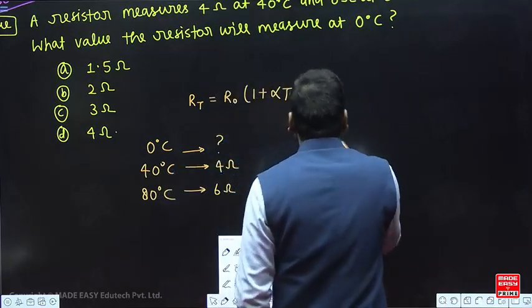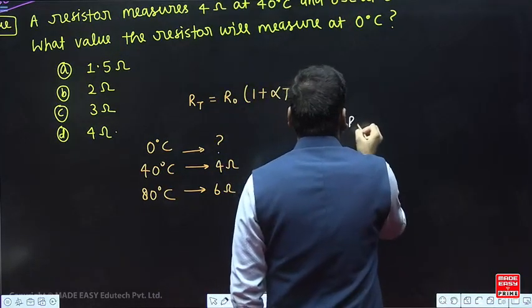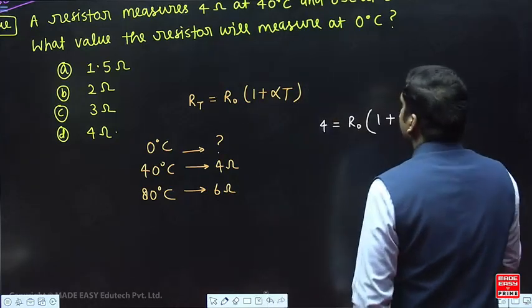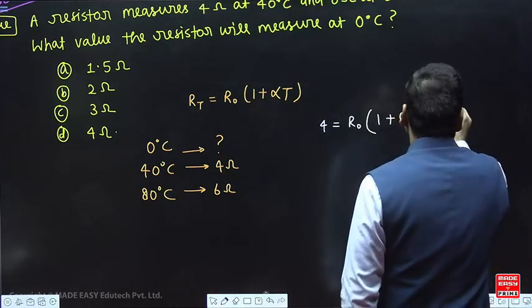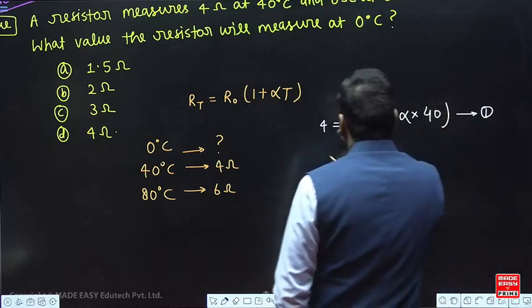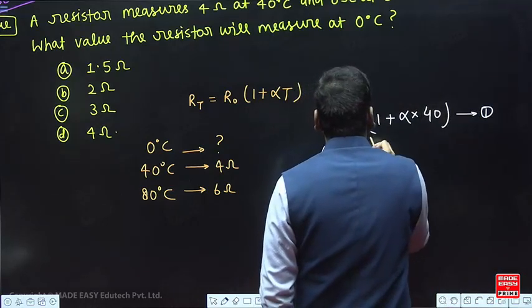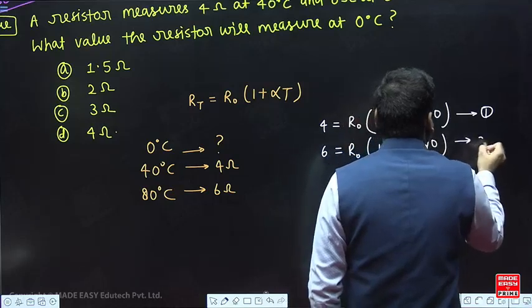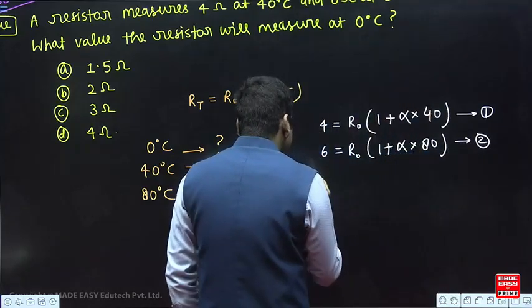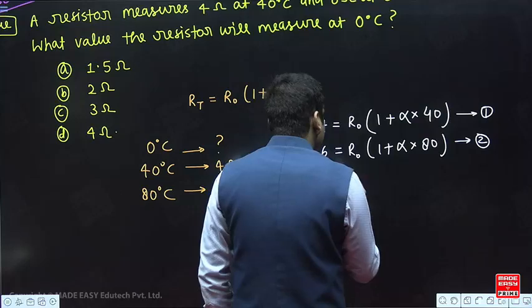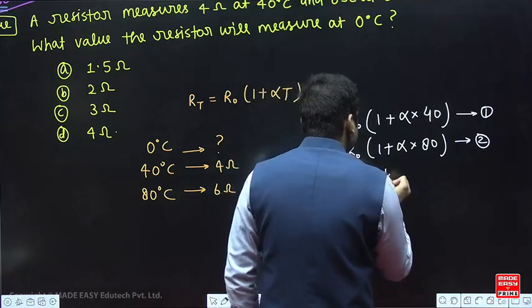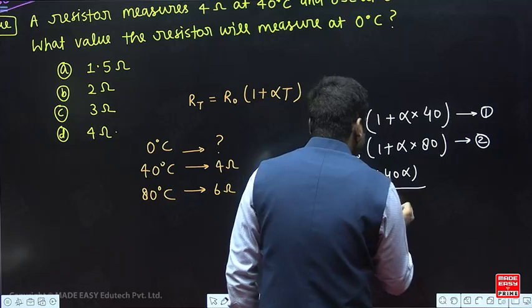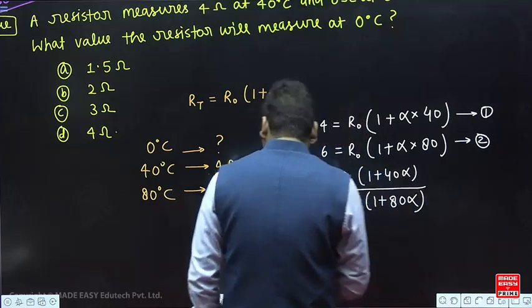If we use this relationship, 4 ohm, we don't know the value of R naught, 1 plus alpha into T, temperature. Temperature is 40 degree centigrade. Equation 1. 6 ohm, R naught, 1 plus alpha into 80, equation number 2. So from this if you see, 4 by 6 is equal to R naught 1 plus 40 alpha divided by R naught 1 plus 80 alpha, right?